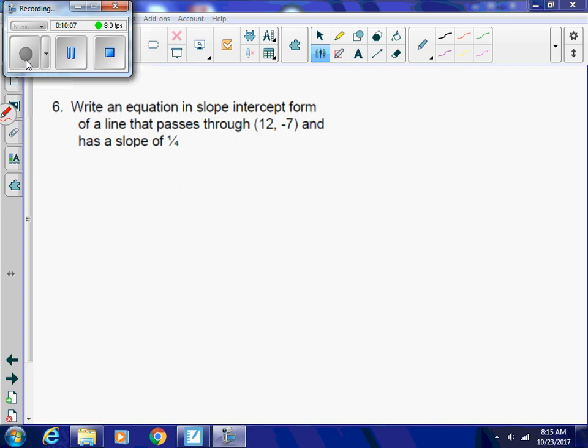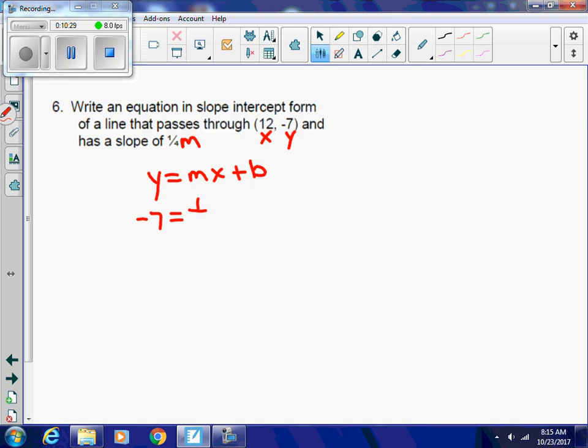We're going to write an equation in slope-intercept form of a line that passes through the point 12, -7 and has a slope of 1/4. So slope-intercept form looks like this. So far, we know an x and a y and an m. So we can plug those in to find b. So -7 equals the slope m times my x, which is 12. I'm going to put 12 over 1 to make it easier.